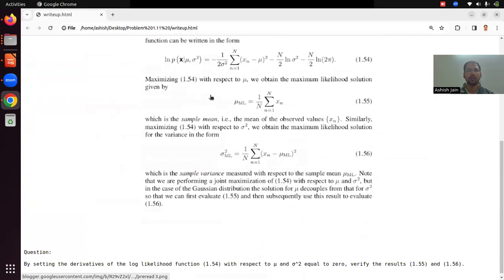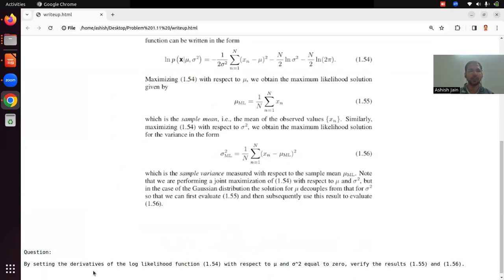So if we maximize equation 1.54, which is the log likelihood function equation, with respect to mu, we get this expression: mu ml equals 1 by n summation of xn. And if we maximize equation 1.54 with respect to sigma squared, we get this expression: 1 by n summation of the square of the difference of xn minus mu ml. Now that is the question.